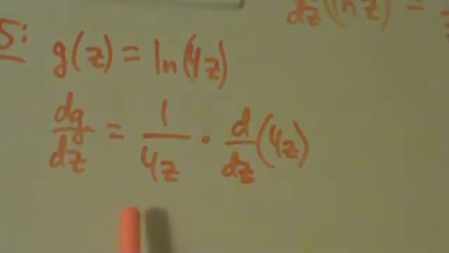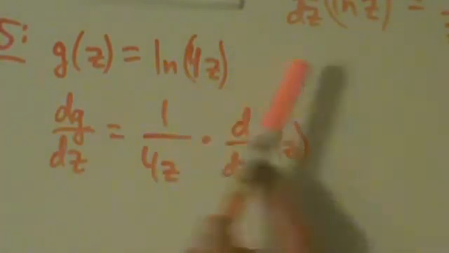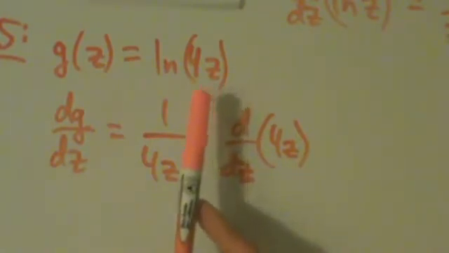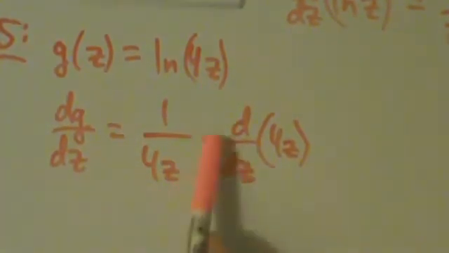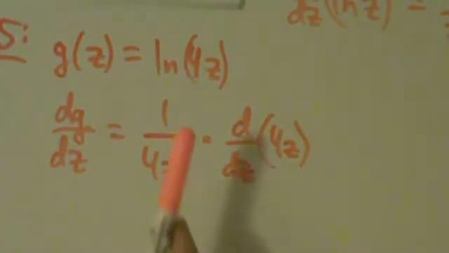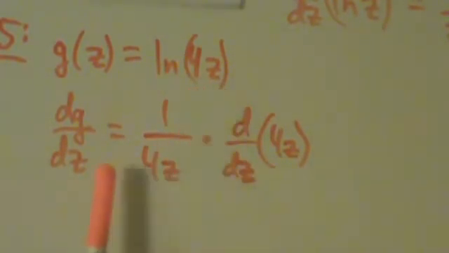So a better way of saying this, and this is true in general: if you have the natural log of a thing, no matter what that thing is, then the derivative is 1 over that thing times the derivative of that thing. So that's just a chain rule thing there. Again, that's worth repeating. Natural log of a thing, take a derivative of that, and you get 1 over that thing times the derivative of that thing. In this case, that thing is 4z.